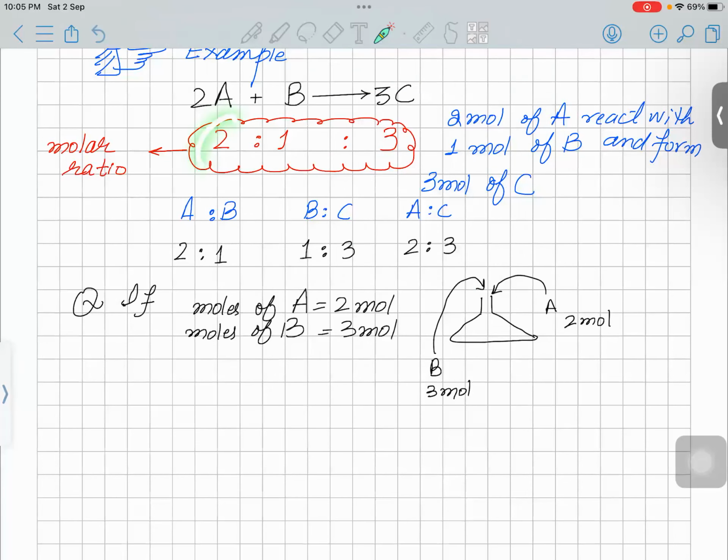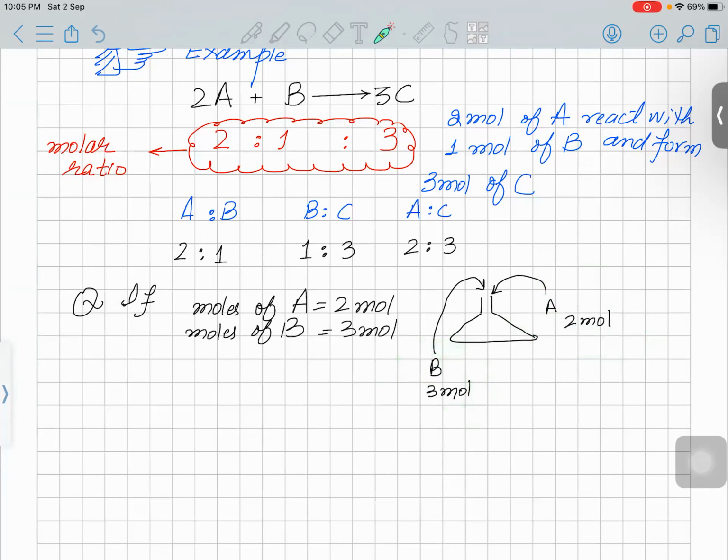The ratio is 2:1. For 2 moles of A, 1 mole of B is required. But in your container, you have 2 moles of A and 3 moles of B. Can you tell me how many moles of B are required? Sir, 1. So how many moles of B are wasted?